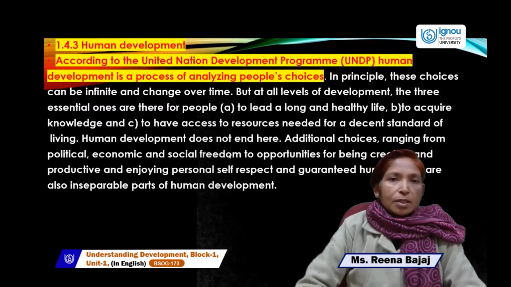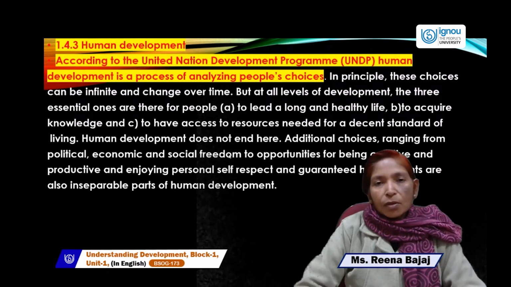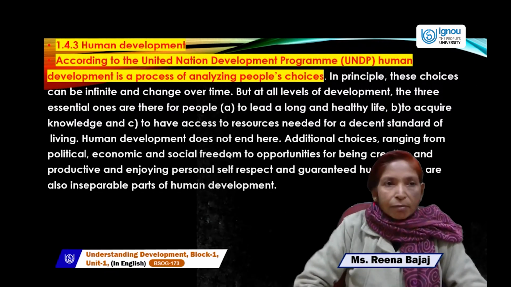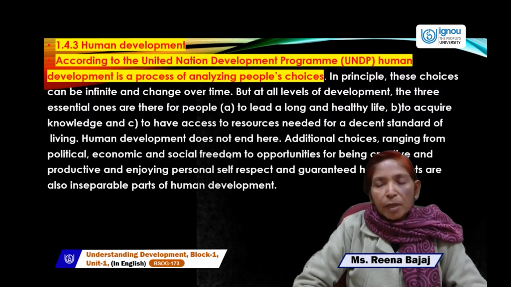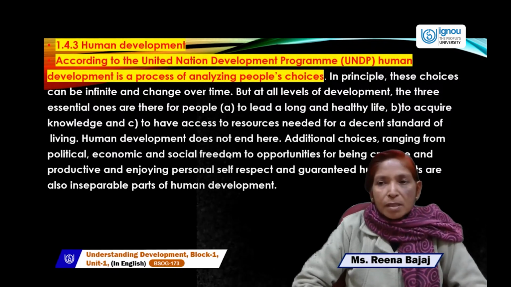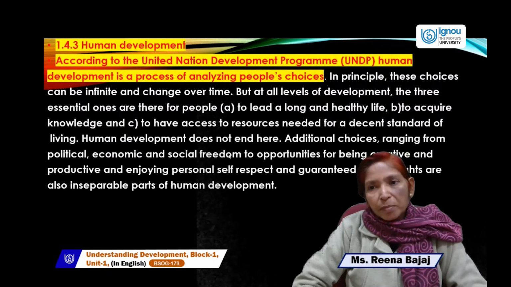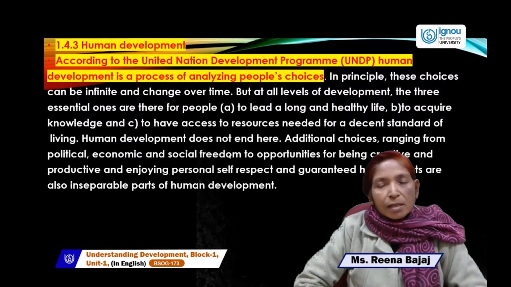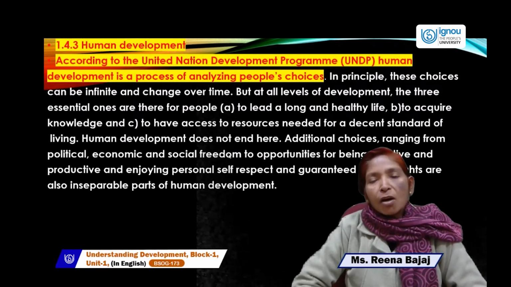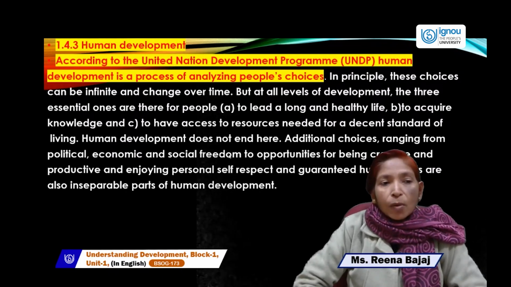Next is human development. Human development is also a very good dimension of development according to the United Nations Development Program, UNDP. Human development is a process of enlarging people's choices. In principle, these choices can be infinite and change over time. But at all levels of development, there are three essential ones for people. The Human Development Index includes three main things. One is life expectancy, which means to lead a long and healthy life. Second is to acquire knowledge, which means country people should be highly educated.